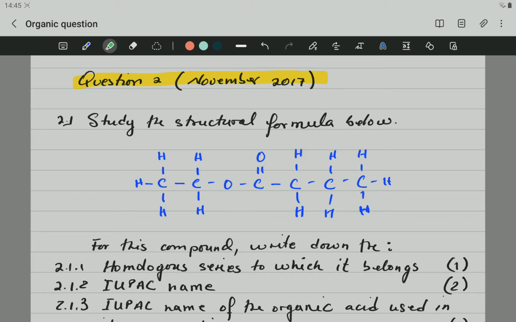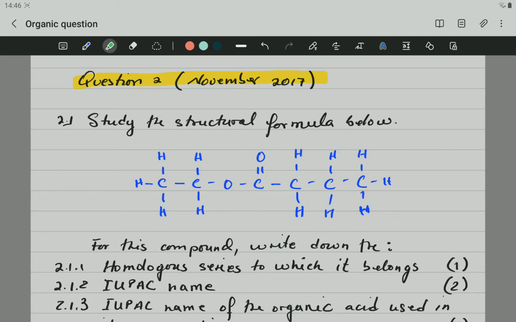Okay, so let's look at the question. It's a good question to practice. The question states: study the structural formula below, and they give you the structural formula of a certain compound. For this compound, write down the homologous series to which it belongs.